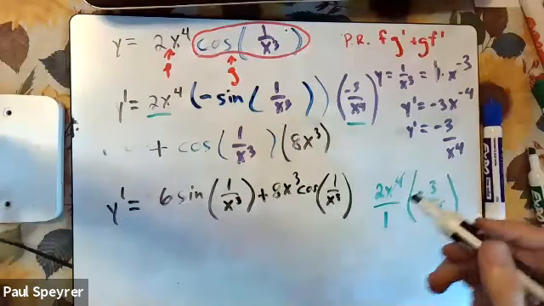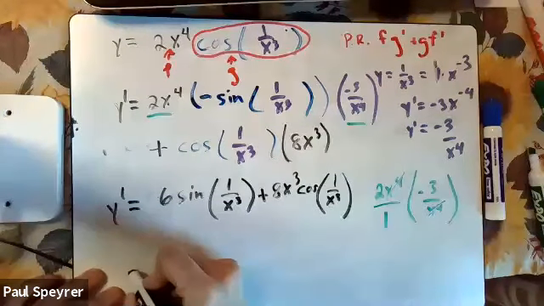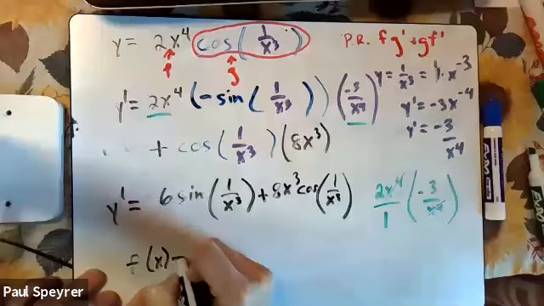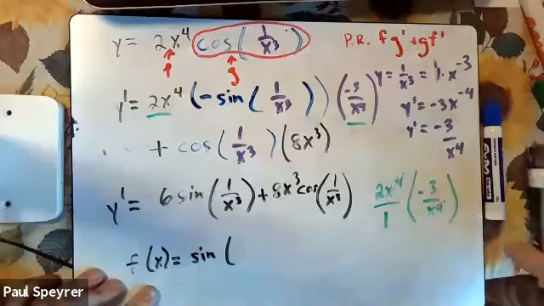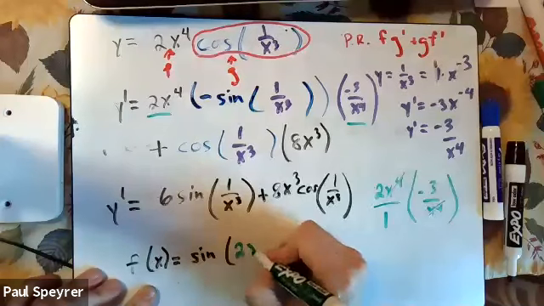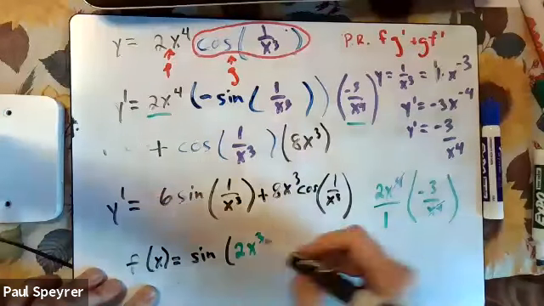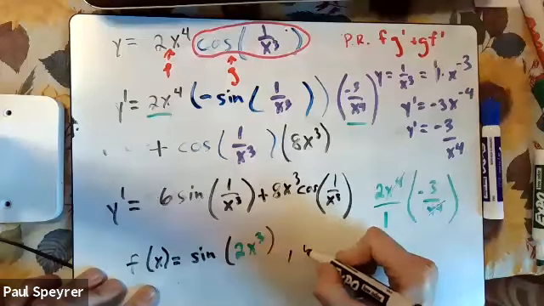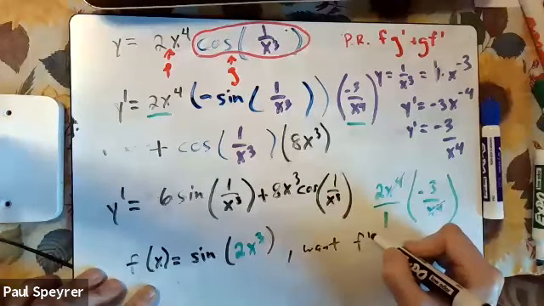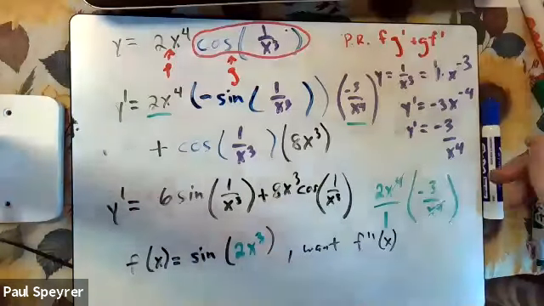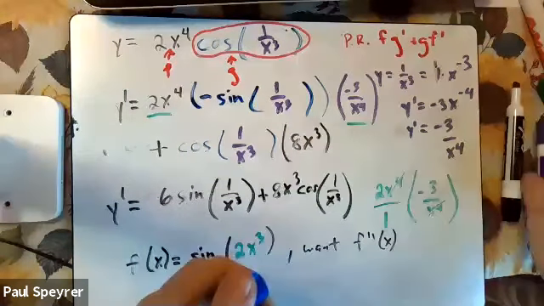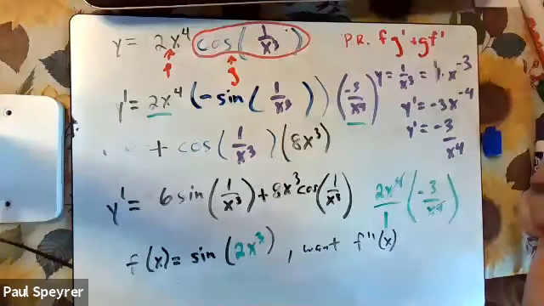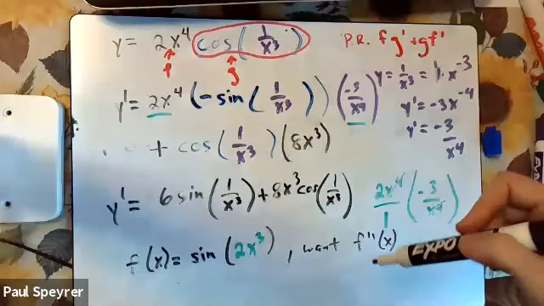Now, what if we had f of x equals sine of 2x cubed, and we want f prime prime of x. So now we want the second derivative. More work right here. How do we find the second derivative? Well, remember, once you find the first derivative, you just take the derivative of the first derivative, and that'll get you to the second derivative.